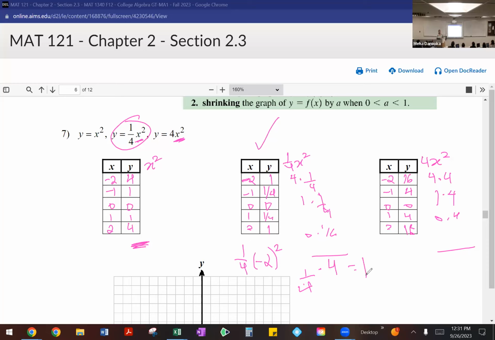So like I said, if you have your original function, your original table, you're literally just multiplying that A value to your Y values. Your X values essentially are staying the same, and it's just the Y value that changes.